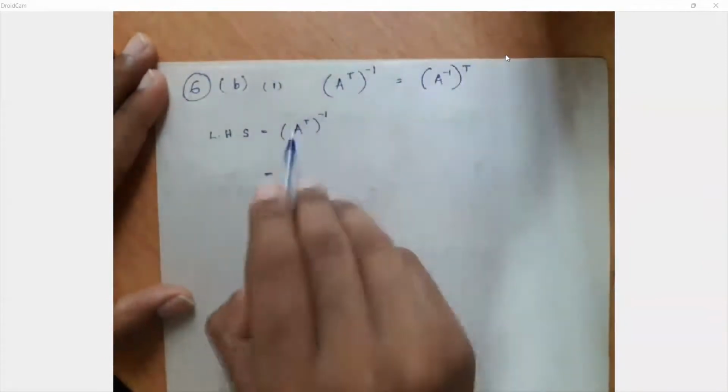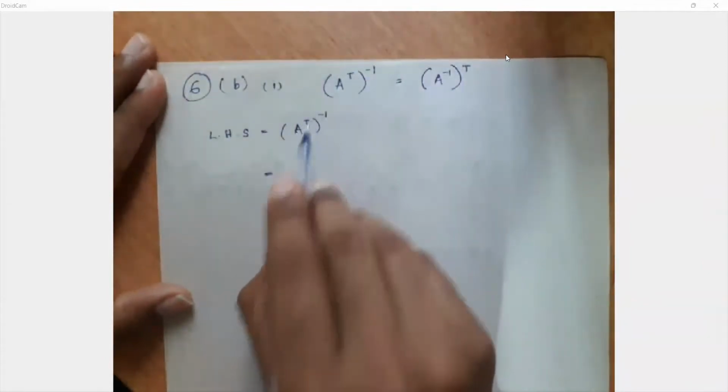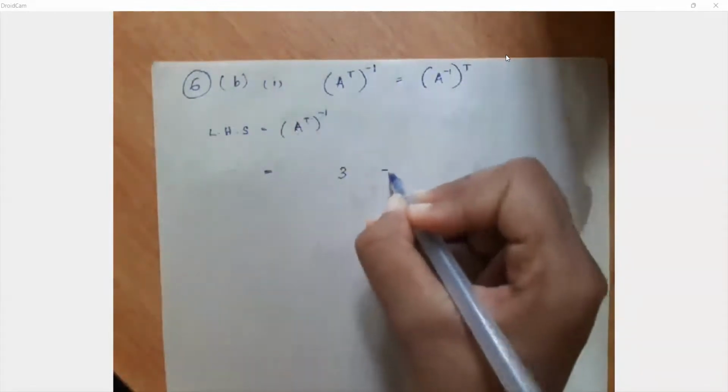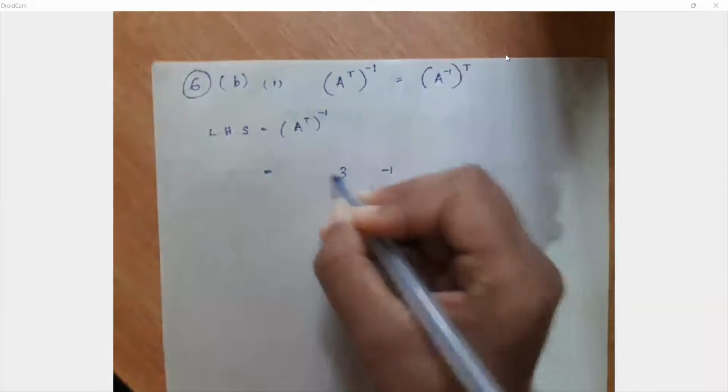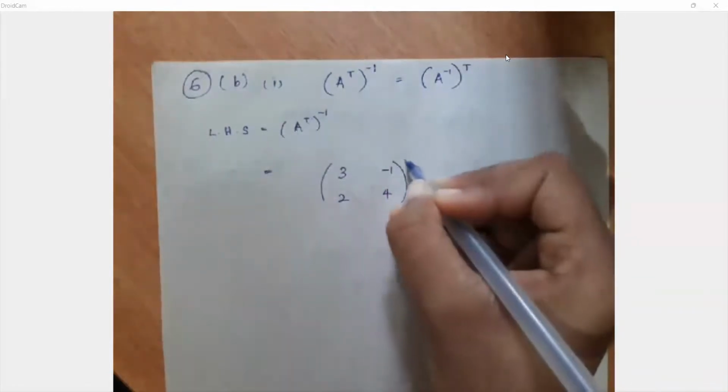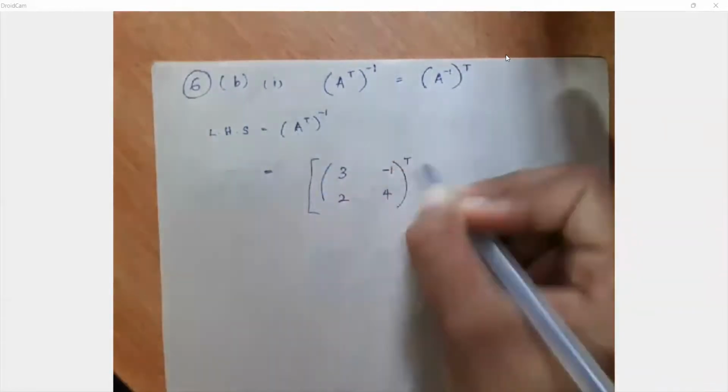What is our A transpose? Or else we shall write our A. Our A is [3, -1; 2, 4]. Then we have to take the transpose. Then we have to take the inverse.